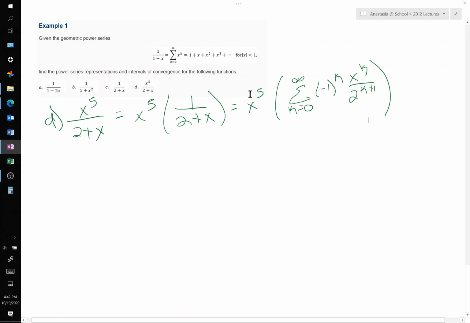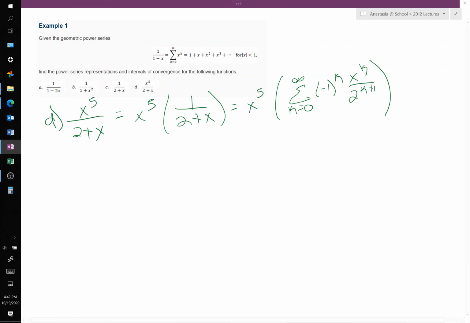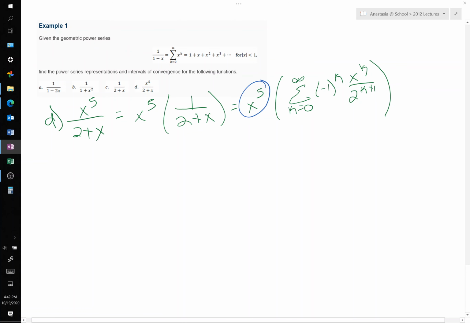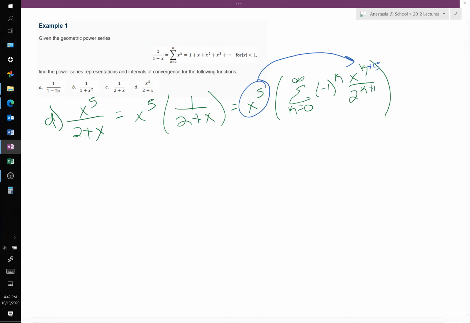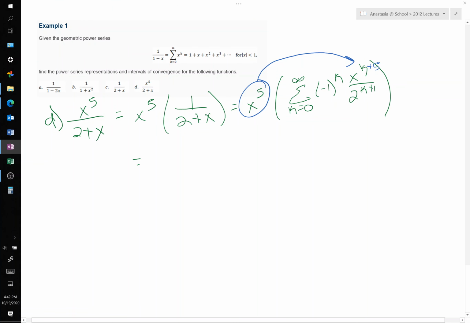I'm going to go ahead and take this x to the fifth and bring it inside of the sum. So this means that I'm going to add 5 to my power for x. So what we have here then is the sum from k equals 0 to infinity of negative 1 to the k, x to the k plus 5, all over 2 to the k plus 1.